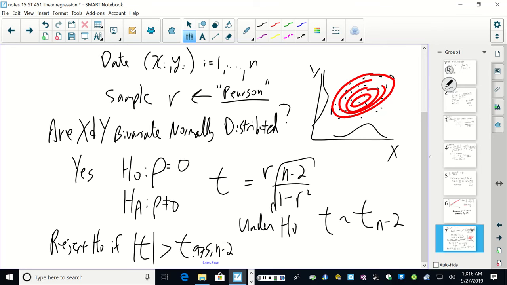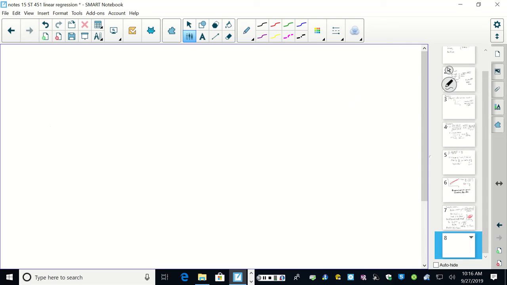But what can you do if it's not normally distributed? If it's not normally distributed and there are outliers, then X bar or Y bar might be extremely affected, standard deviations might be extremely affected, and so it's very sensitive. So the alternative is ranks. Spearman's correlation.